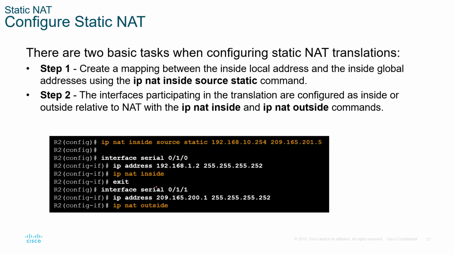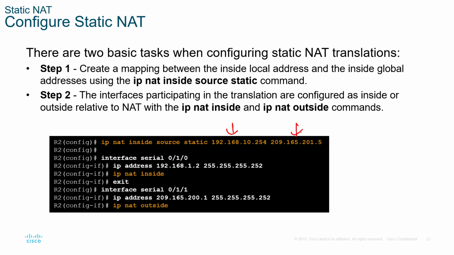With respect to the configurations, how do you configure static NAT? It's basically three commands. Number one, you have to create a mapping. You have to create a map for every private IP address that we have. So in this example, we are mapping this private IP address to this public IP address. That's it. Using the IP NAT inside source static command, you map your addresses. Then from there, you define your inside and outside interfaces.